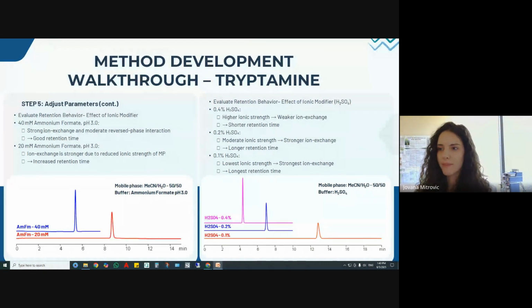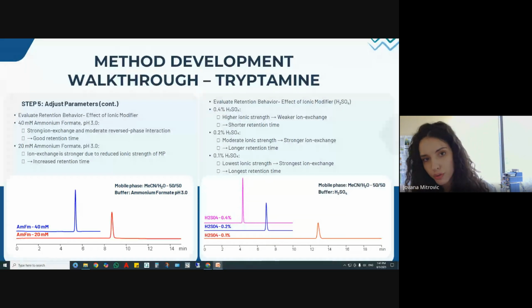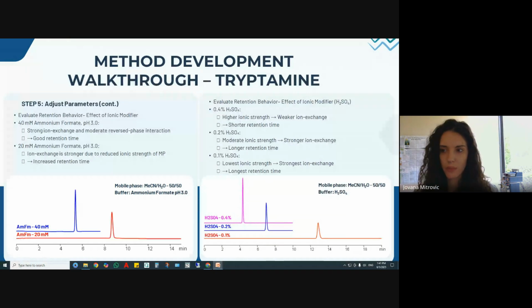So continuing with step 5, let's talk about the impact of ionic modifiers on tryptamine retention. First, we have the ammonium formate test. As we had on the previous slide, we tested ammonium formate at pH 3 with 40 millimoles. Higher ionic strength competes with tryptamine for the ion exchange sites, resulting in shorter retention times, and that is also shown on the chromatogram here. If we reduce ammonium formate to 20 millimoles, lower ionic strength means less competition, so tryptamine binds more strongly to the ion exchange sites, giving us longer retention time.